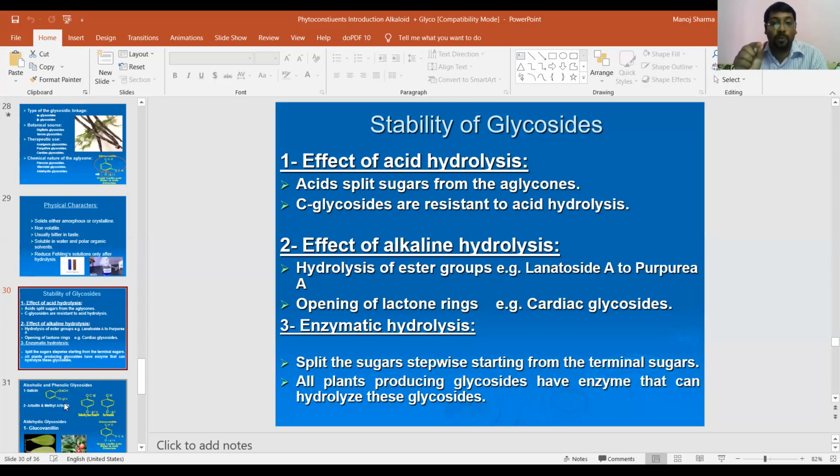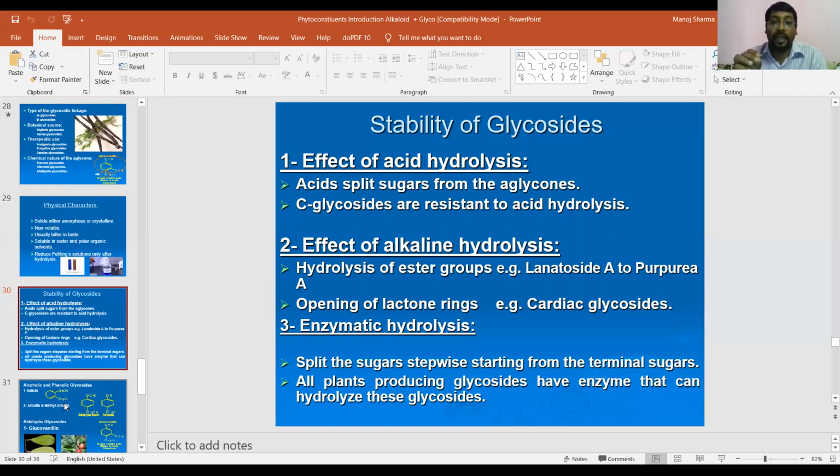And from this slide, many times a question has been asked in competitive examinations: which glycoside does not give hydrolysis on acid hydrolysis methods? C-glycosides, they are resistant to acid hydrolysis.